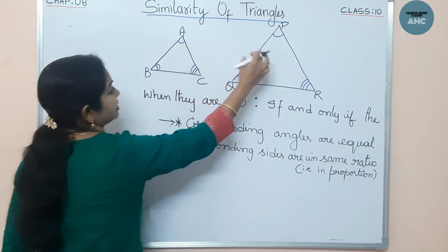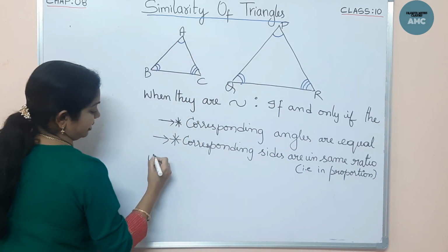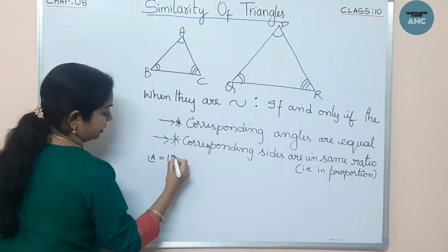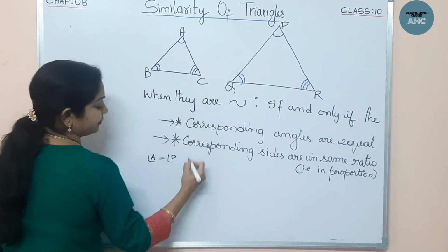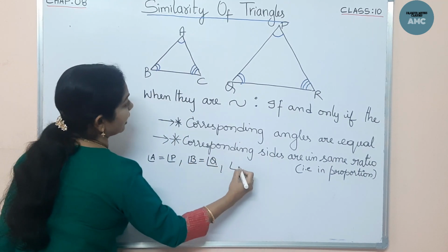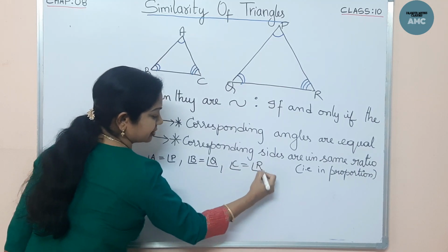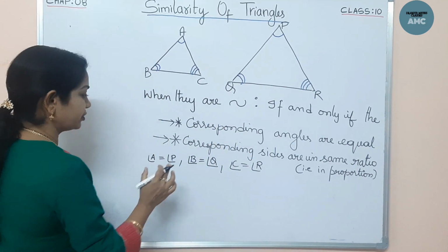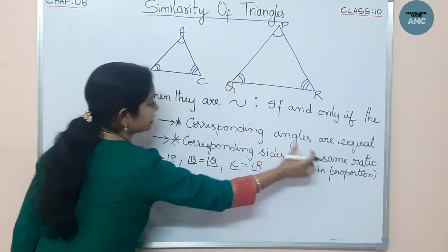Now here, if you see the angles, angle A is equal to angle P. These are the corresponding angles. Angle B equals angle Q and angle C equals angle R. So the first condition is proved. Now the second: corresponding sides are in proportion.